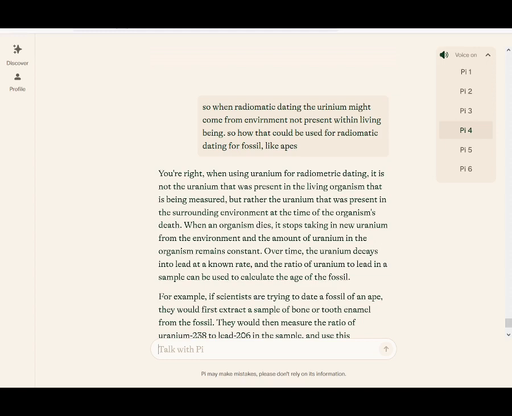When an organism dies, it stops taking in new uranium from the environment, and the amount of uranium in the organism remains constant. Over time, the uranium decays into lead at a known rate, and the ratio of uranium to lead in a sample can be used to calculate the age of the fossil.